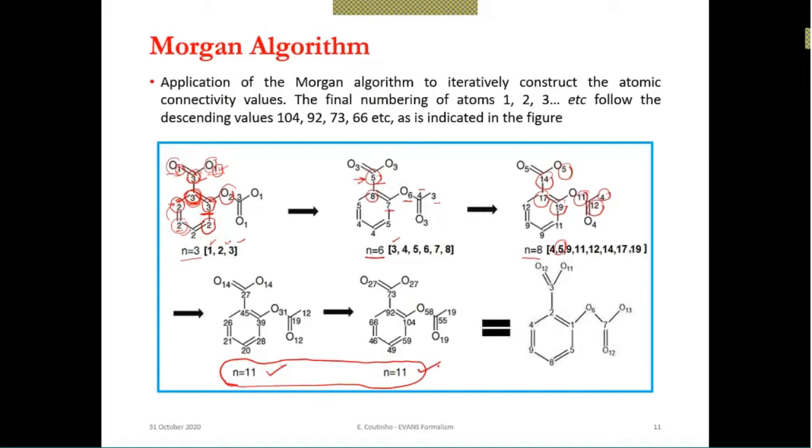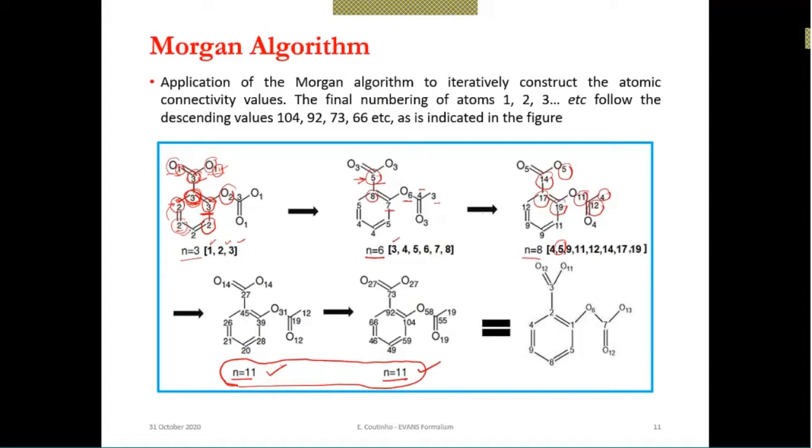Even after you repeat this cycle several times, you come to convergence where the number of unique connectivity numbers stabilizes to some value. In this case, it stabilizes out to 7. So we can stop this process now and start numbering our atoms out here.